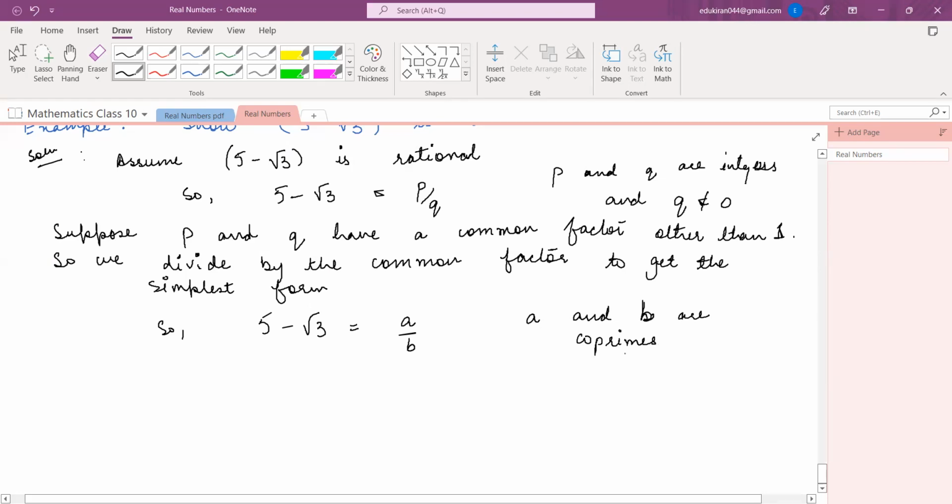Is this clear, Hamna? And obviously b is not equal to 0. Okay, now just rearrange it. 5 minus a upon b is equal to root 3. Now look at the left hand side. Can I just write it like this? 5b minus a upon b. I have taken the LCM, is equal to root 3, right?